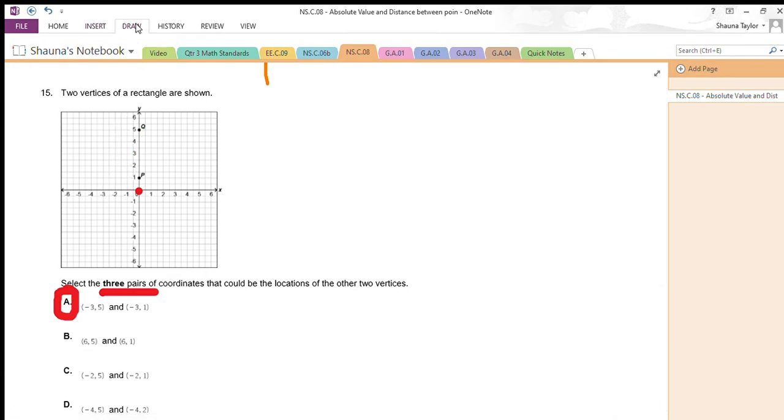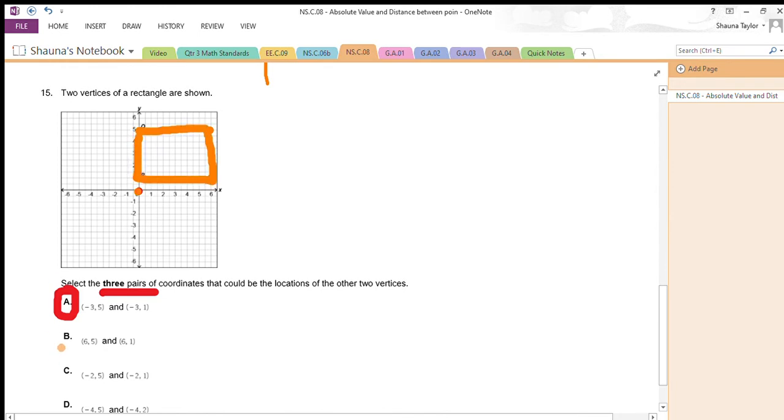Okay, the next one says, we pick a different color. Let's go orange. 6 and 5. So I'm going to start at my origin. I'm going to go 6 and then up 5, which would take me here. And then 6 and 1, start my origin, 6 and 1. So if I take a look at that with these two dots that they gave me, that looks like a rectangle. So I can pick B as an answer.